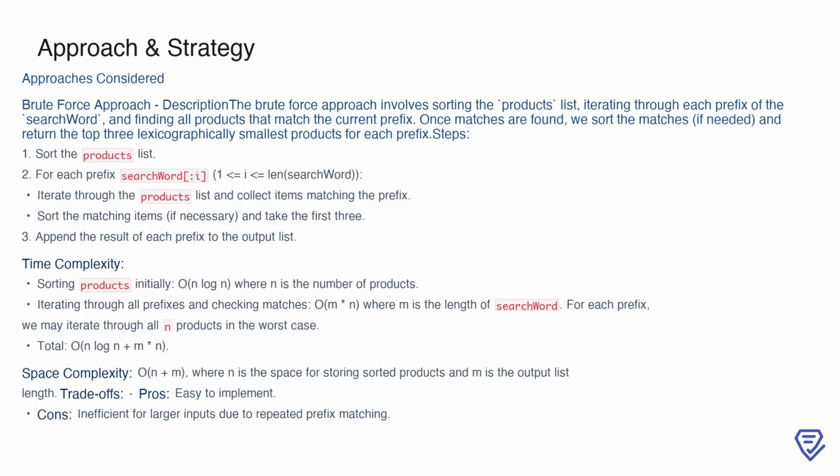This results in a time complexity of n log n for sorting the products initially, and m*n for iterating through all prefixes and products. The overall complexity, n log n plus m*n, becomes prohibitive as the input size grows. Additionally, the space complexity is n plus m, where n accounts for the sorted products and m for the output list length. While the brute force approach is simple, its inefficiency makes it unsuitable for larger input sizes, as it involves repeated full list scans and redundant computations.